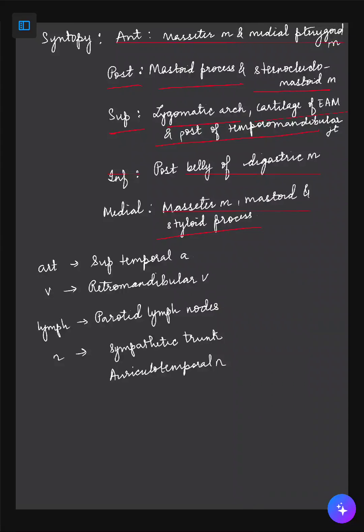Now what are the vessels and nerves? Artery is the superficial temporal artery, vein is the retromandibular vein. There are the parotid lymph nodes, and the nerves are the sympathetic trunk and auriculotemporal nerve.